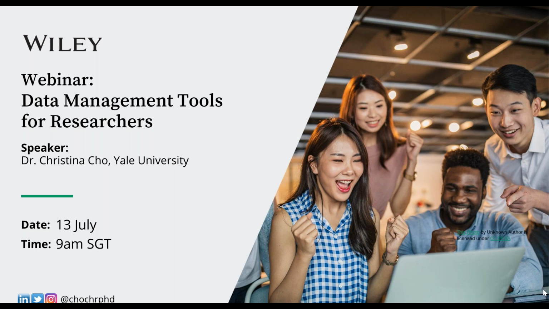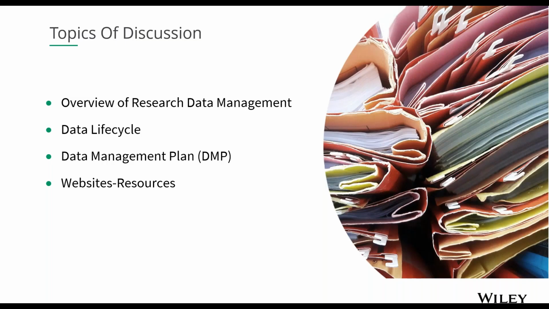So let's get started. We're going to go over a few topics today. The main four topics are an overview of research data management, so a couple of definitions and the importance of good data management, and the best practices, so how you can go about doing research data management. We'll talk about the data lifecycle and how within the data lifecycle there are different stages, and for each of those stages there are specific techniques and tips that you can use to help manage your data in that stage.